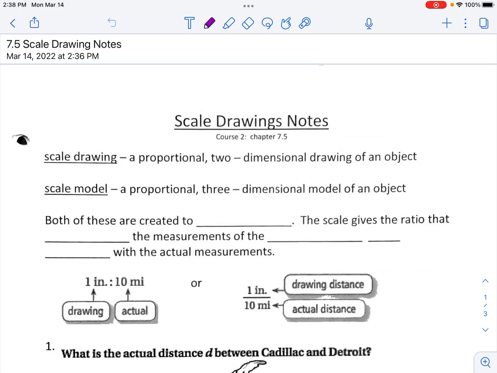Hello, today we are going to take notes over Chapter 7, Section 5, Scale Drawings.